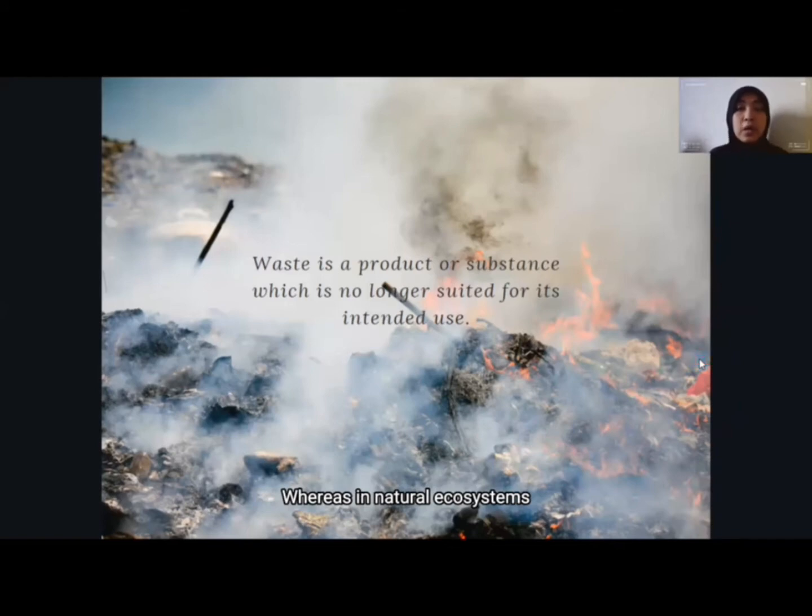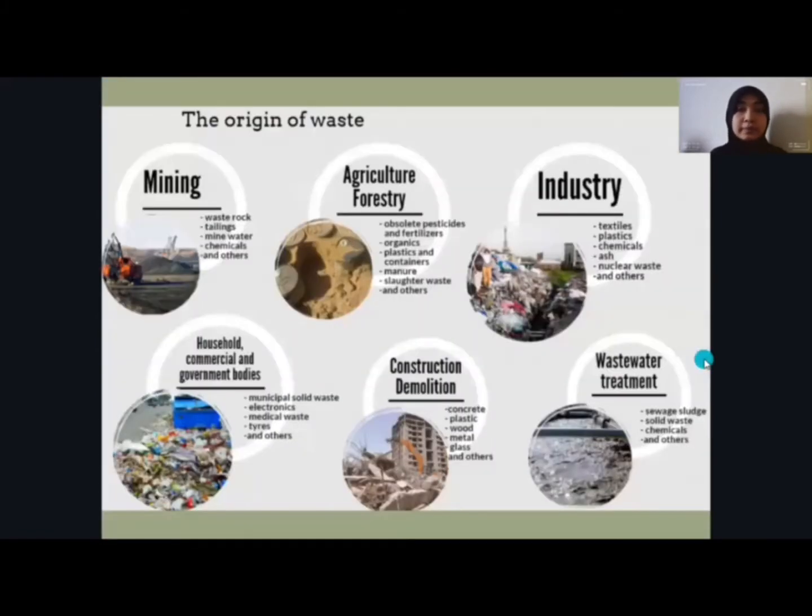Waste is a product or substance which is no longer suited for its intended use, whereas in natural ecosystems, waste like carbon dioxide, lesser organic matter and oxygen is used as a food or a reactant. Waste materials resulting from human activities are often highly resilient and take a long time to decompose. Figures show the different activities that generate different types of waste. As you can see, humans are presently consuming more natural resources each year than the earth can replace. As a result, our continuous excessive use of resources and production of massive amounts of trash is fueled by our sense of authority over nature.